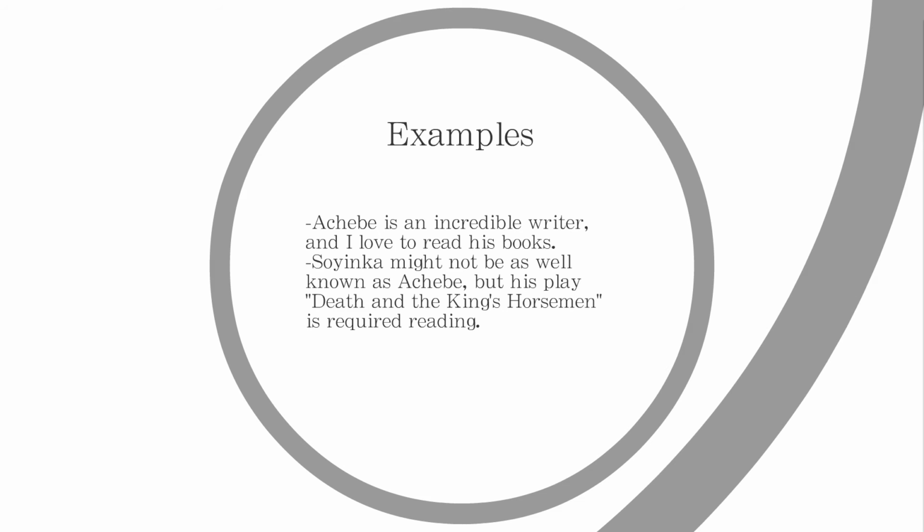"Achebe is an incredible writer, and I love to read his books." This correct connection of two sentences helps demonstrate their relationship. Let's look at the second example. "Soyinka might not be as well known as Achebe, but his play, Death and the King's Horseman, is required reading." Here, the comma and conjunction, or comma fanboy if you prefer, demonstrates the relationship again. Something that is required reading is usually well known, so the word but is appropriate, since fewer people have read Soyinka's plays than have read Achebe's book, Things Fall Apart.